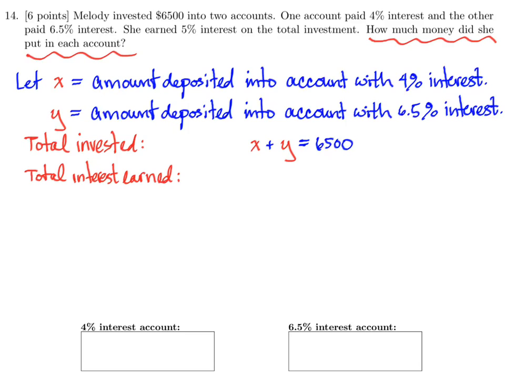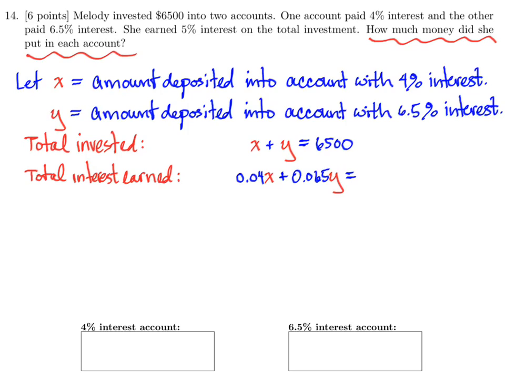So let's find expressions for the interest from the first account and the interest from the second account. In the first account, she got 4% interest, so that means 4% of the amount she deposited, or 0.04 times X. The second account, she got 6.5% of what she deposited. So that's going to be 0.065 times Y, because she deposited Y dollars into that second account.